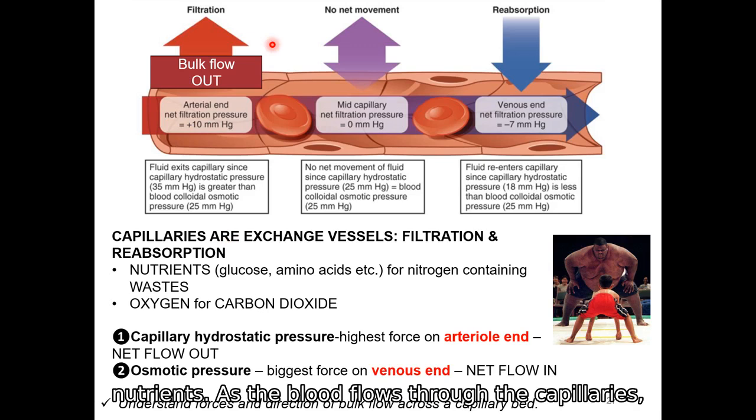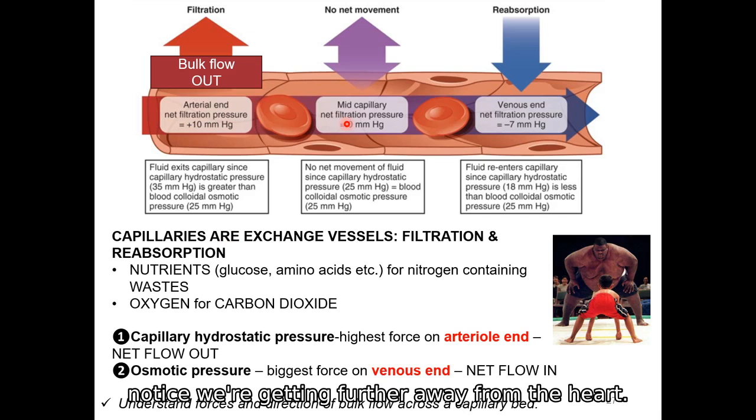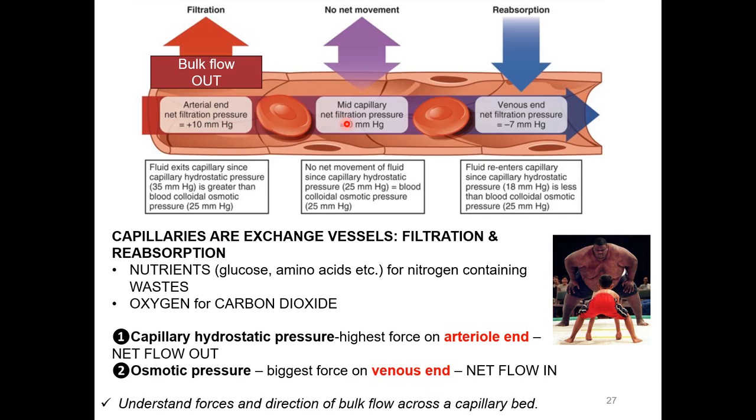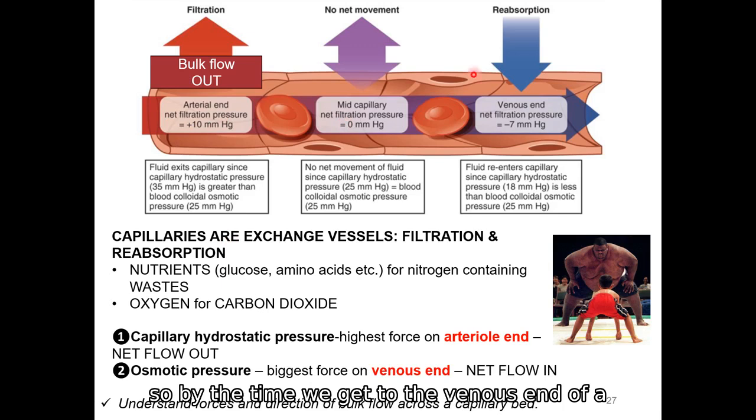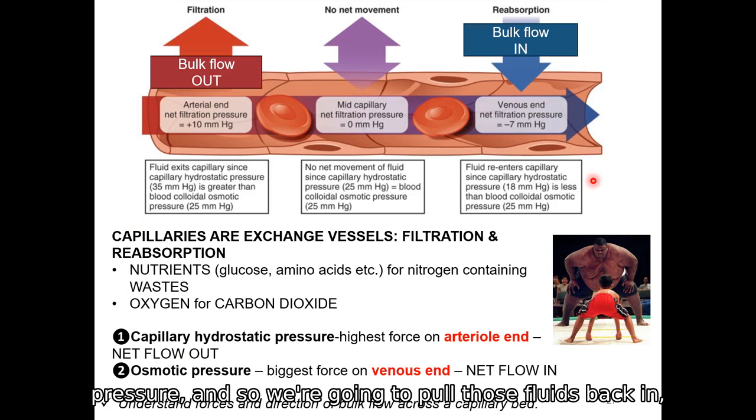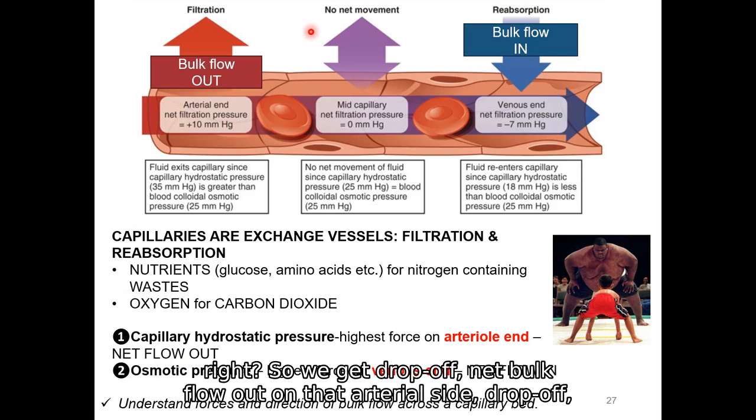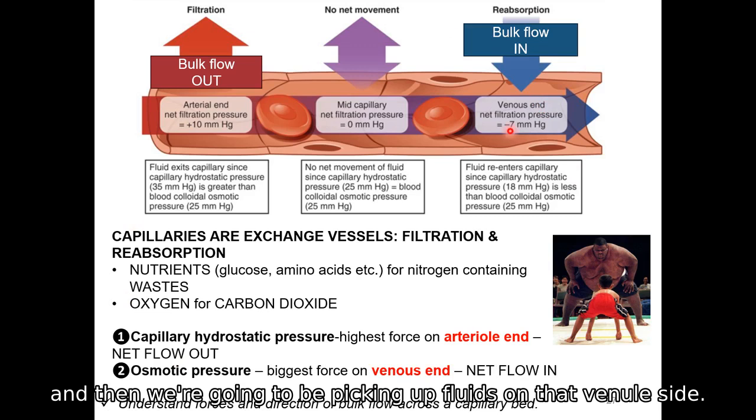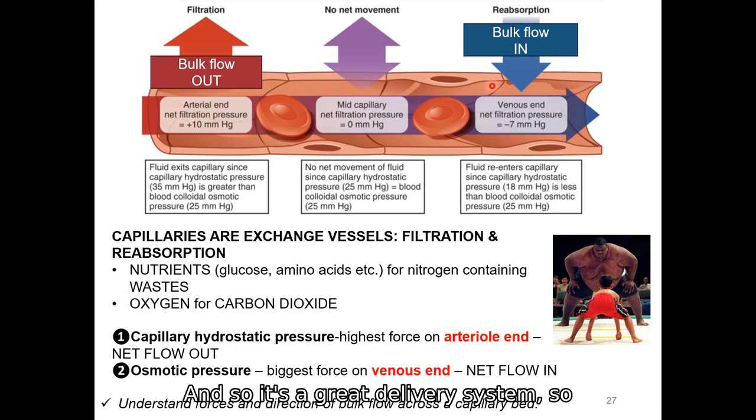Oxygen, nutrients. As the blood flows through the capillaries, notice we're getting further away from the heart. Blood pressure is going down. So by the time we get to the venous end of a capillary, now we flipped it. Now the greatest pressure on that venule side of the capillary is going to be osmotic pressure. And so we're going to pull those fluids back in, right? So we get net bulk flow out on that arterial side, drop off, and then we're going to be picking up fluids on that venule side. And so it's a great delivery system. So drop off, pick up, okay?